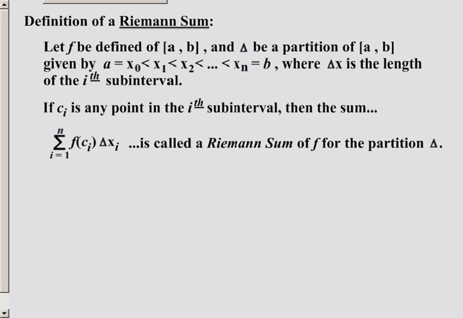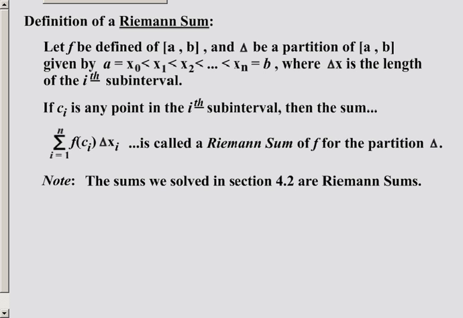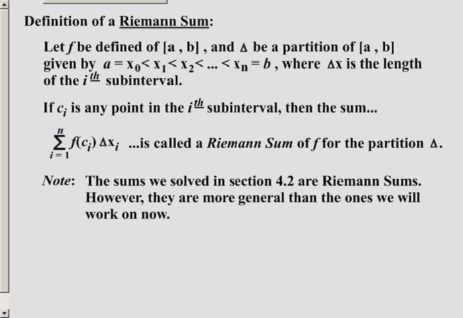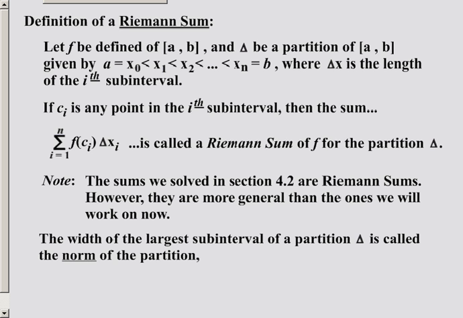Okay, again, that's kind of thick language, but we'll see where it's taking us here in just a moment. It's worth noting the sums that we have worked on in section 4.2 were called Riemann sums. So there's no reason to freak out over this language or the technicality of this thing. You've already been working Riemann sums. We just did not call them that. But those were general forms of the Riemann sums, compared to the ones that we're going to be looking at now.